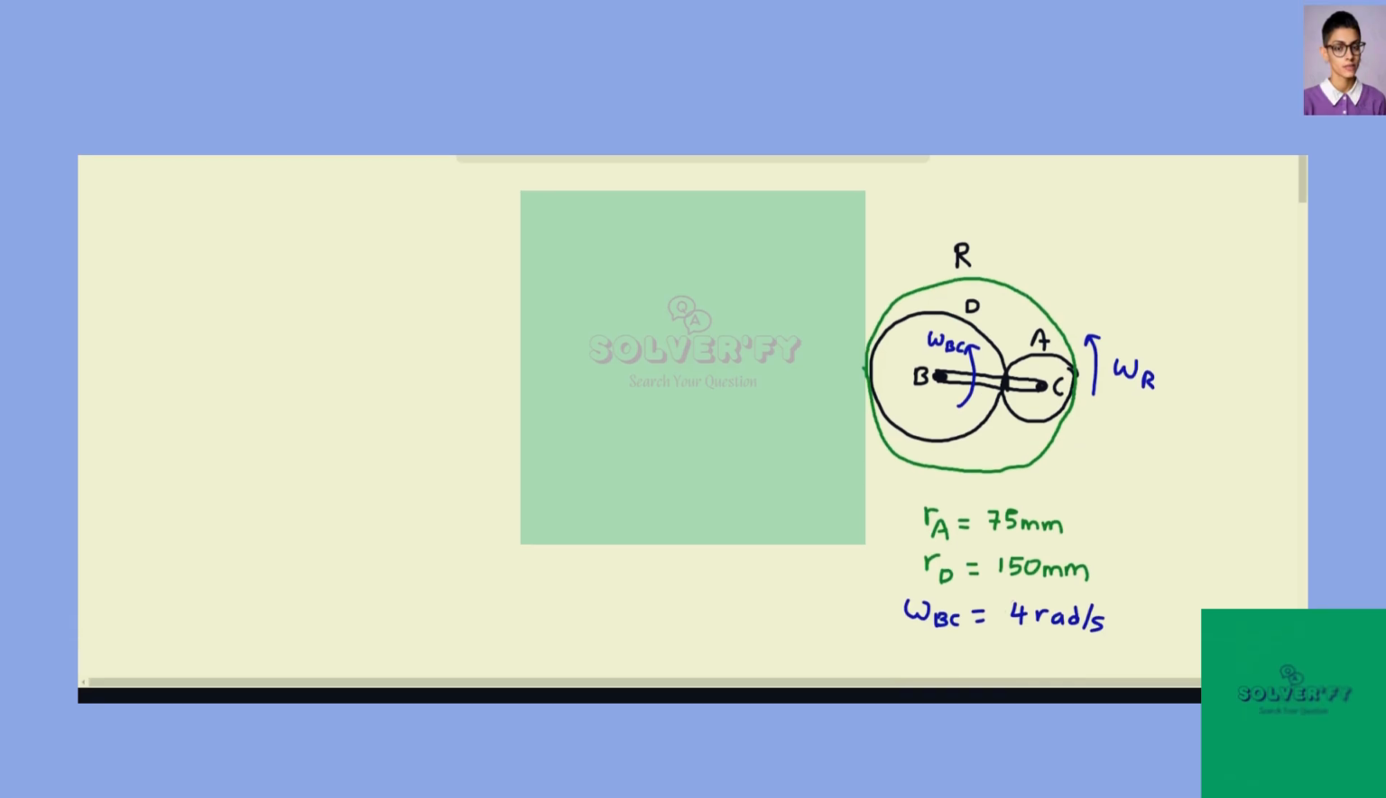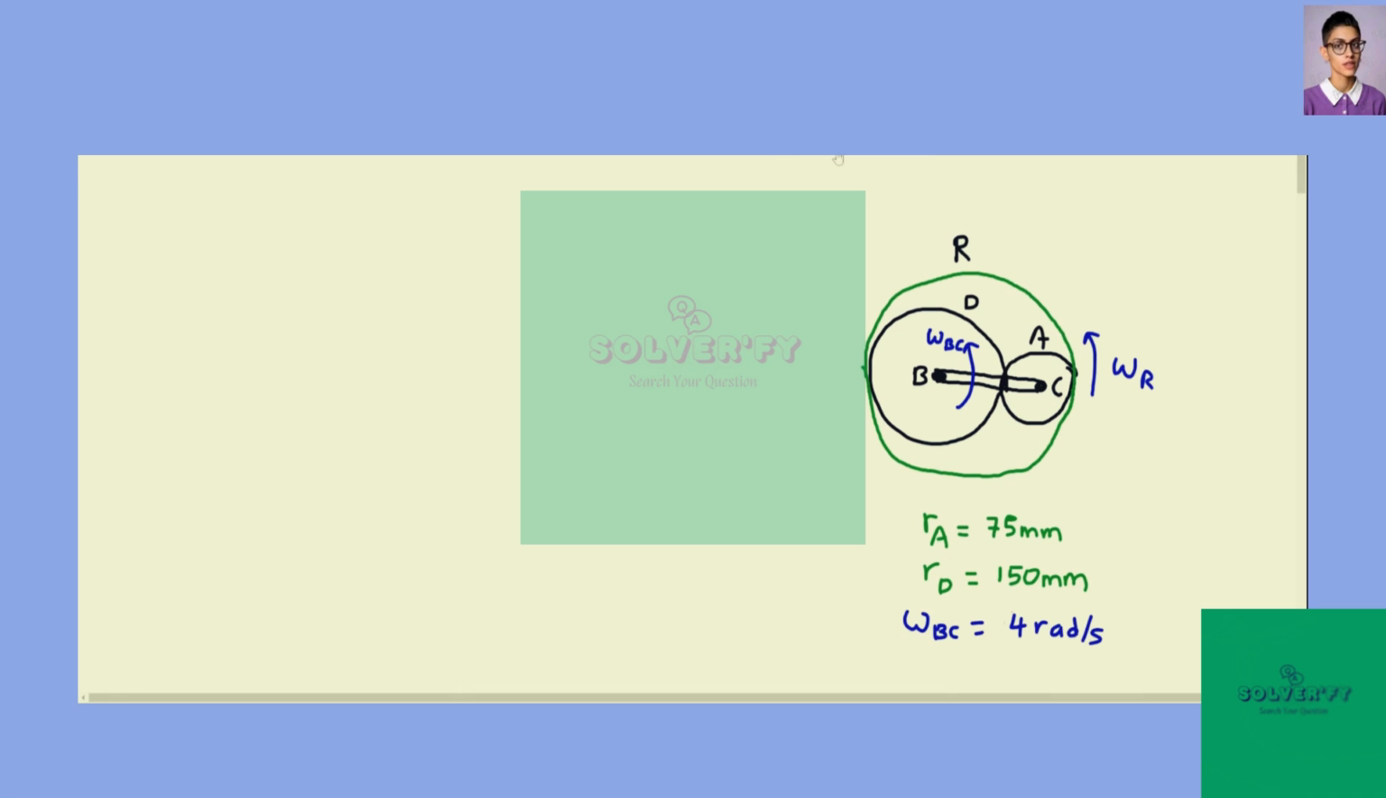In this question, the planet gear A is pinned, connected to the end of link BC. So this is the planet gear A, and then we have the sun gear D. Omega BC is rotating about fixed point B at 4 radians per second. We need to determine the angular velocity of the ring gear R in this question.